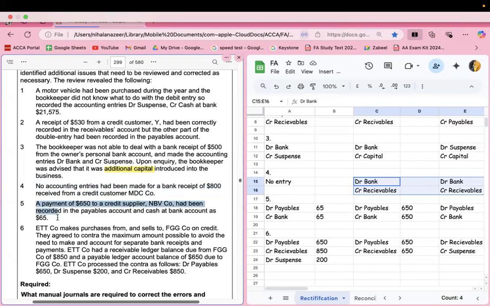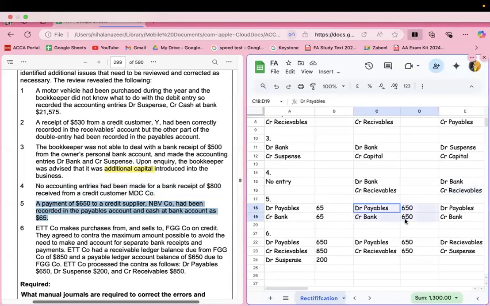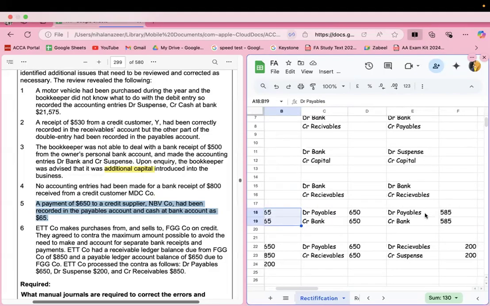Next is the fifth. A payment of 650 to a credit supplier, NBV company, had been recorded in the payables account and cash at bank as 65. It is 650, but it was recorded only as 65. So the correct entry is, follow the cursor, debit payables and credit bank for 650. But they recorded it as just 65 only, right? So they recorded it less, so you have to record more. You're going to pass the same entry, but this time the amount would be 585.